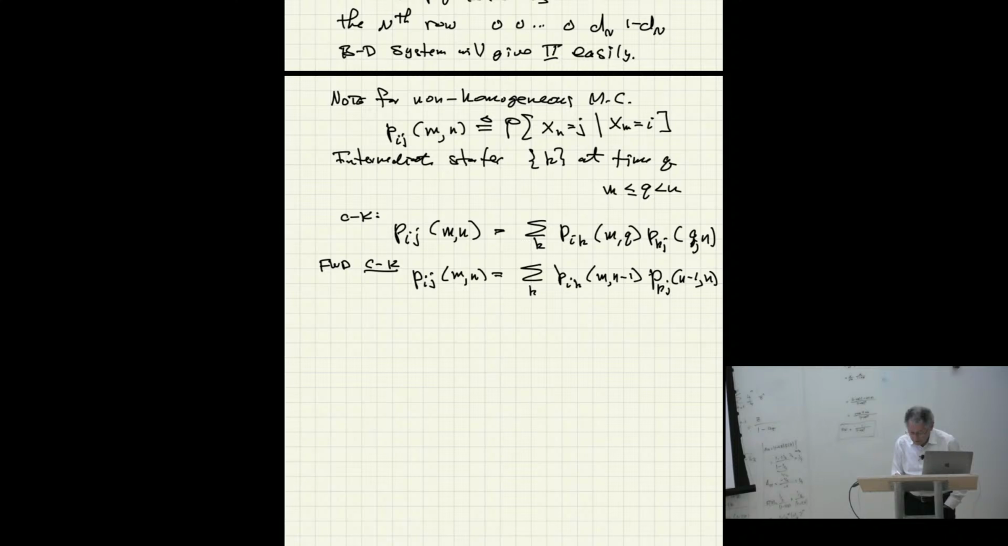And the backward Chapman-Kolmogorov equation will be similarly Pij of m and n will be the sum over k of p sub ik from m to m plus 1. Take one step out into the system, and then go from k to j all the rest, which is m plus 1 to n.